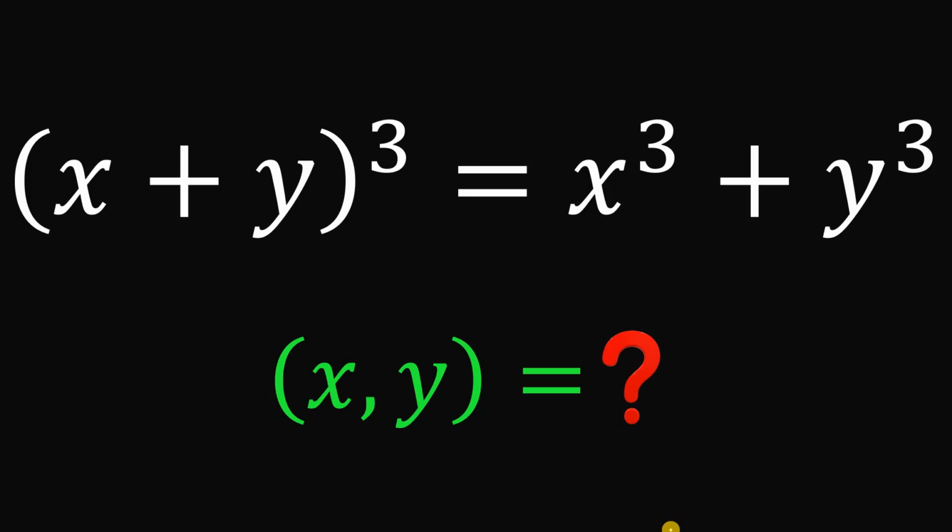Can you solve this math challenge? Here's the question. Given this equation, (x + y)^3 = x^3 + y^3, then our goal in this question is to find ordered pairs (x, y) that satisfy the given equation.